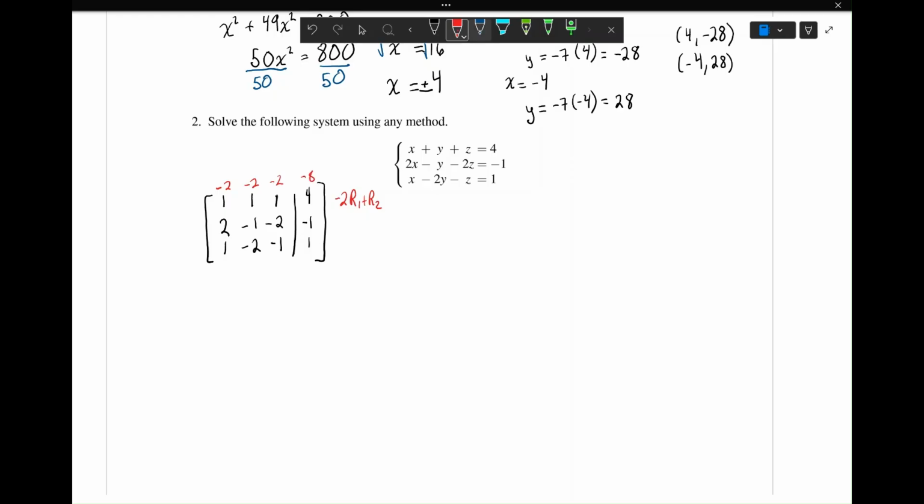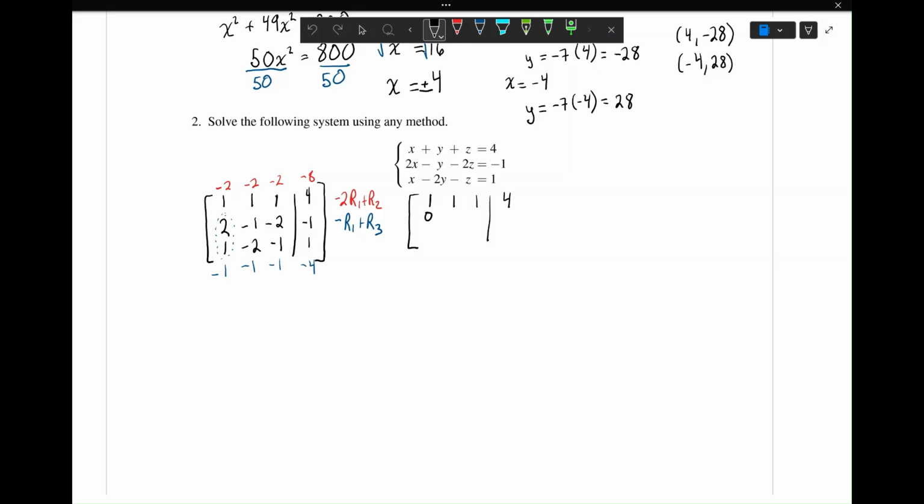And that helps me keep track of what I'm doing. And then I'm going to do negative row 1 plus row 3. Because remember, my goal is to change all of these first entries, other than the top one, to 0. And so I get a -1, -1, -1, -4. And so when I add this -2 to this +2 in the second row, it's going to go to 0. Exactly what I want. So my first row is unchanged: 1, 1, 1, 4.